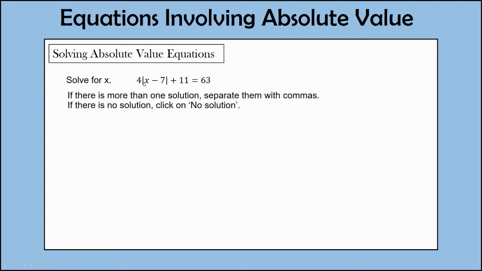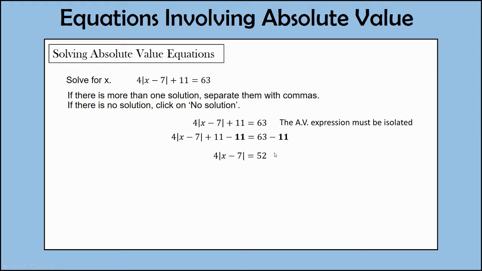Last example, probably the most complicated, or at least takes the most work to get ready to go here. I got 4 times the absolute value of x minus 7 plus 11 equals 63. Remember the first thing we have to do is isolate this absolute value of x minus 7. We got to get this on the left side by itself. So the first thing we're going to do is subtract 11 from both sides. 11 minus 11 is 0. That gets rid of that plus 11 on the left side. And then 63 minus 11, well, that's 52.